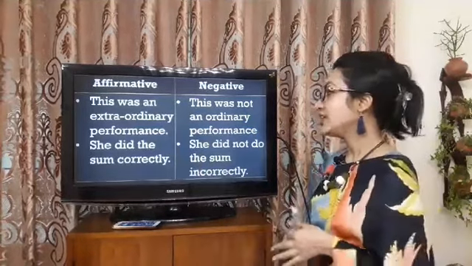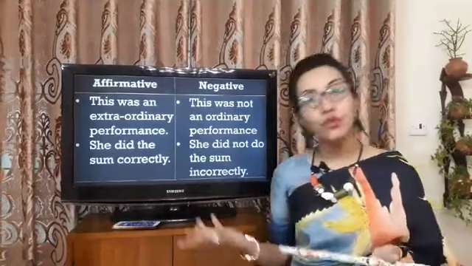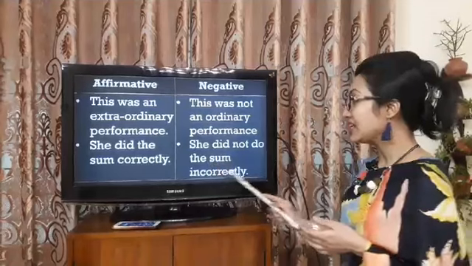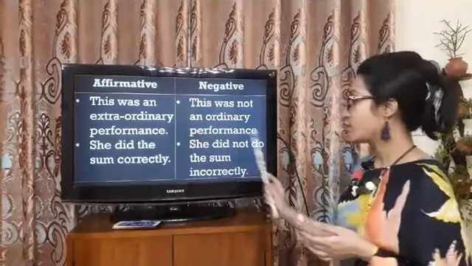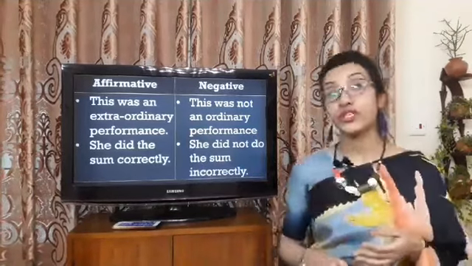Next one, she did the sum correctly. সে সঠিকভাবে অঙ্কটা করেছে, তার মানে সে ভুলভাবে অঙ্কটা করেনি. So she didn't do the sum incorrectly. So we have used not and then we have used the opposite of the word correctly.